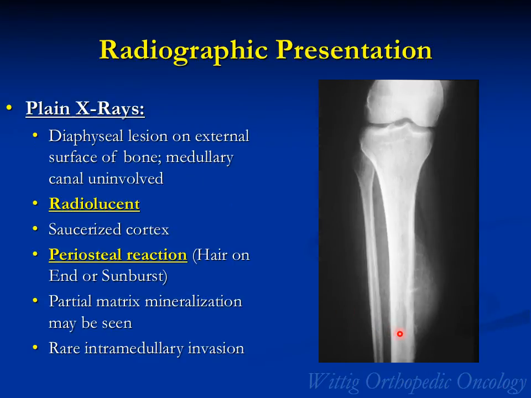Plain X-ray shows a diaphyseal lesion on the external surface of the bone. Medullary canal is usually not involved. It's usually primarily radiolucent because of the chondroblastic nature. The cortex may be saucerized or slightly eroded or scalloped. And you often have a periosteal reaction, hair-on-end or sunburst periosteal reaction, because the tumor arises from the inner layer and elevates the periosteum, and you can see that in this example. There may be partial matrix mineralization that is seen, and there's rarely intramedullary invasion.